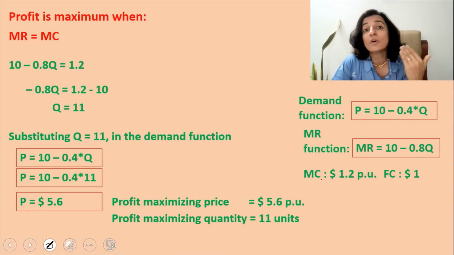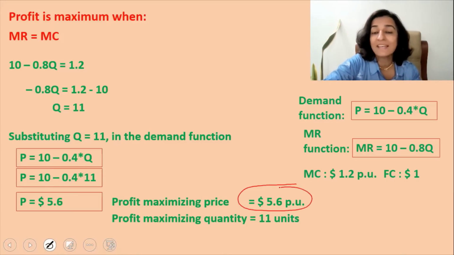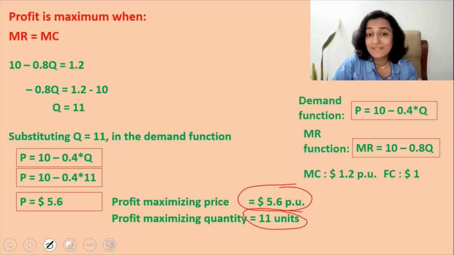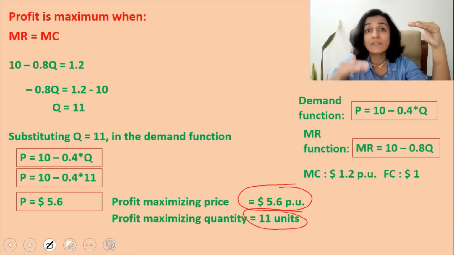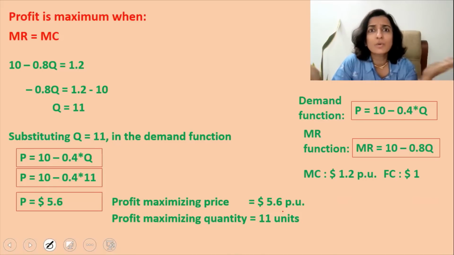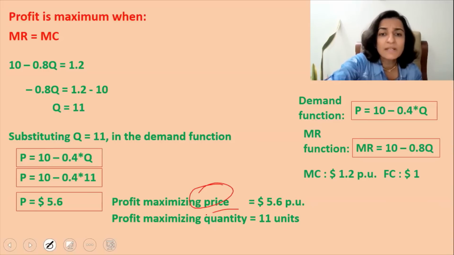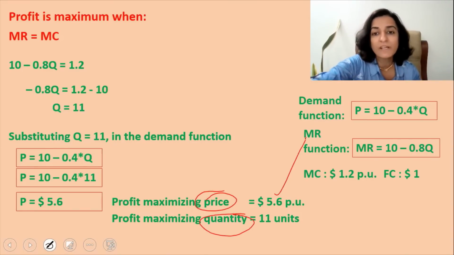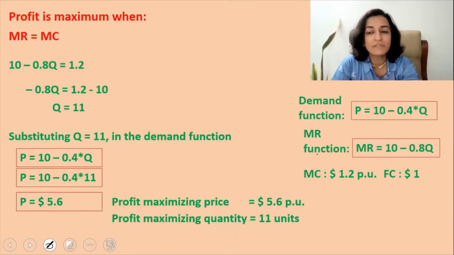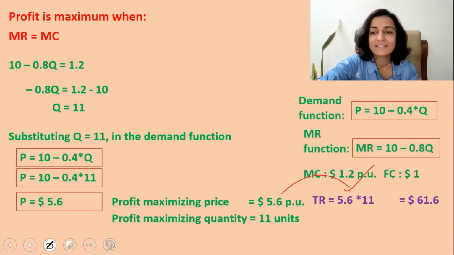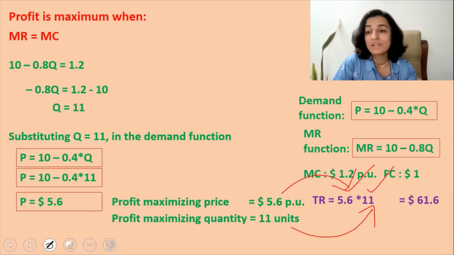Now, in the question, you might also be asked to find out what is the maximum profit that you get when you adopt a selling price of $5.6 and when you sell 11 units. So how do we find out the profit? Profit is nothing but total revenue minus total cost. And what is the total revenue? Total revenue is nothing but the price multiplied by quantity, correct? So we already know the price, we already know the quantity. So what is the total revenue? Total revenue is 5.6. That's the selling price that we have adopted. And 11 is the number of units that we can sell. So we get a total revenue of $61.6. And now we have to calculate the total cost.